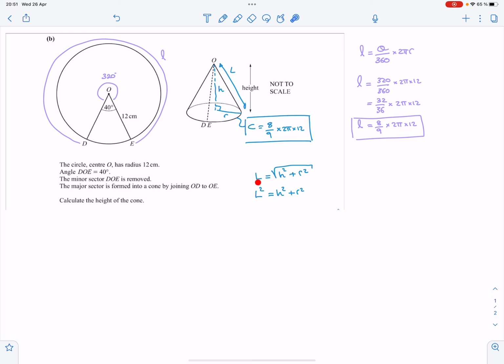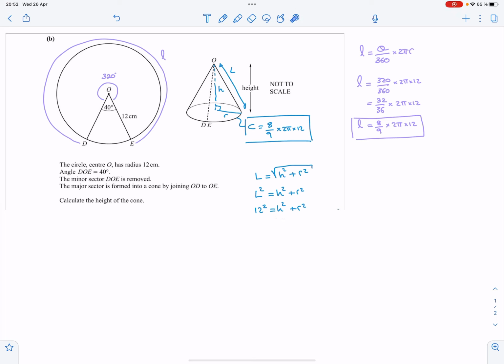I didn't mention it before, but if you think of it, because we're making this cone from this circular sector, this major sector here, the slant length is equal to the length OD or OE. In other words, the slant height is equal to 12 centimeters. So the L that we have here is 12, and so this can already be written as 12 squared equals h squared plus r squared.